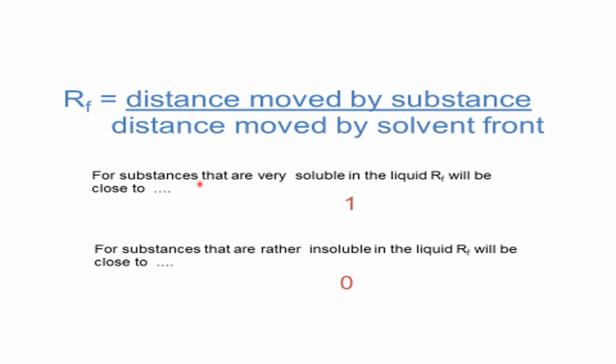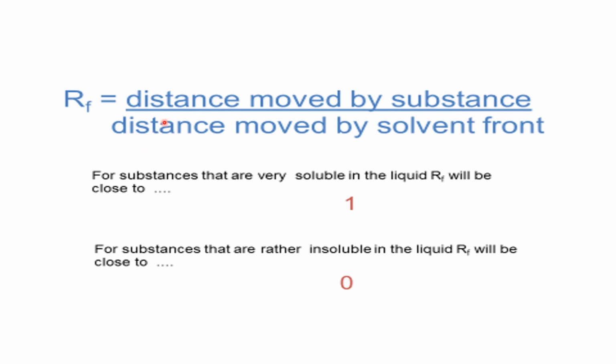Now it is the RF value. RF value, relative rate of flow. RF value means relative rate of flow. It is equal to the distance moved by the substance divided by the distance moved by the solvent. This equation is taken only for paper chromatography and for thin layer chromatography, where we apply a small amount of the substance on the paper or on the thin layer.